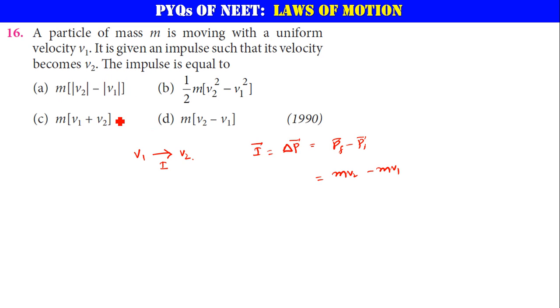Since it is a vector quantity, you can see both A and B look the same, but you cannot leave the answer in terms of magnitude. So it's better to leave it like this. Since v2 and v1 are velocities, you can leave the answer in terms of these. That is most appropriate. Option D.